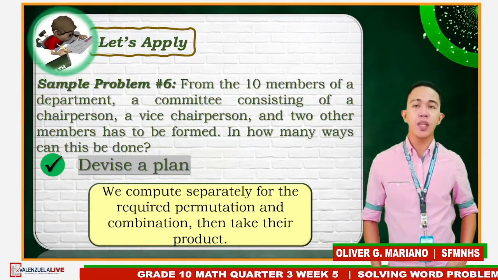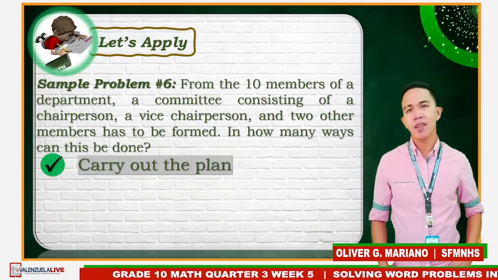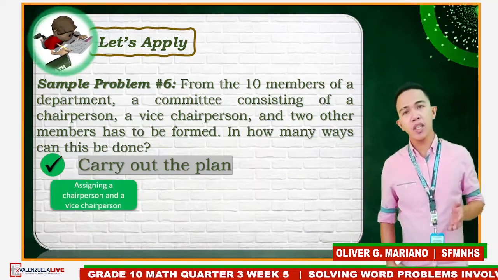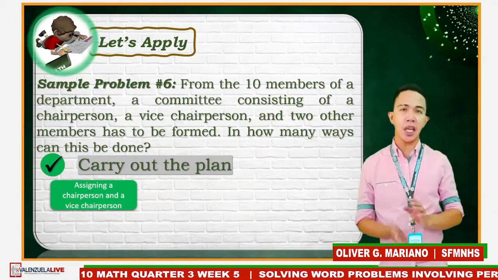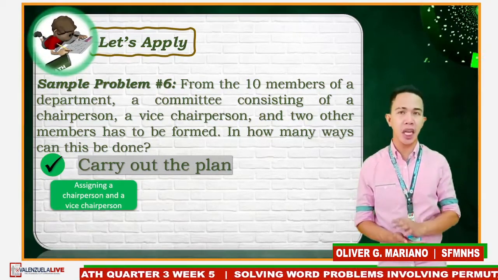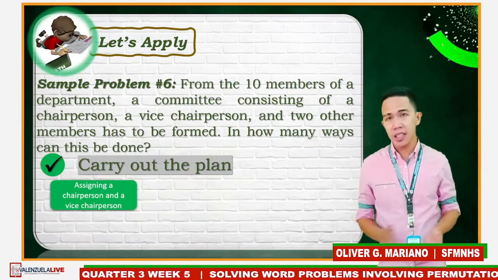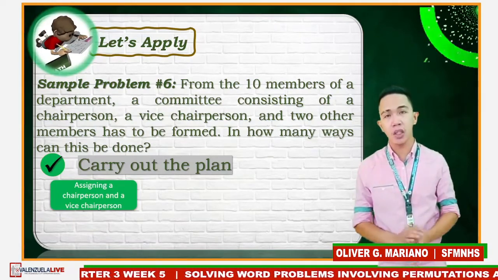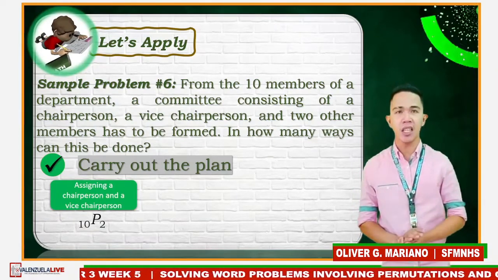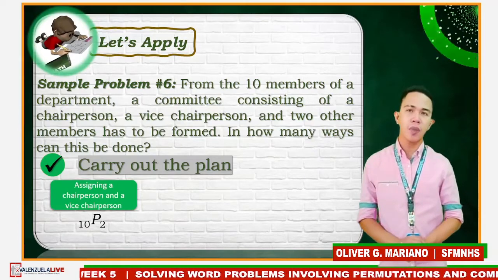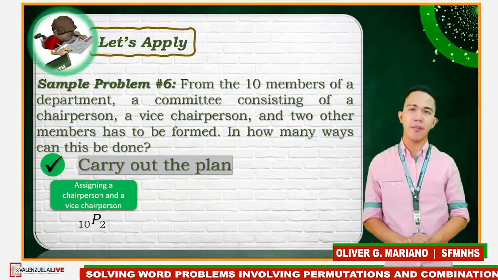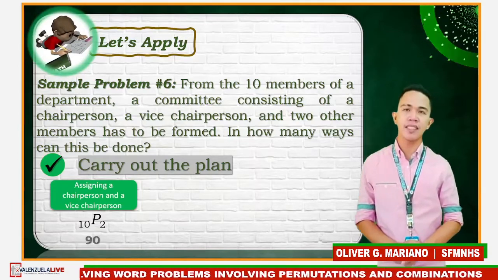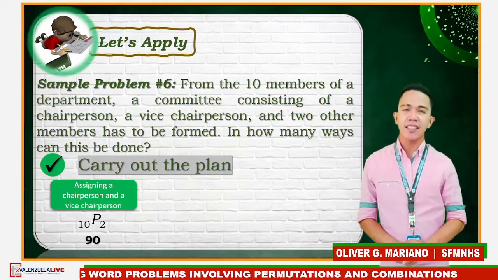Now, we carry out the plan. First, we compute for the number of ways in which we can assign a chairperson and a vice chairperson. Since there are 10 members in all and there are 2 positions to fill in, then we compute for the permutation of 10 taken 2 at a time. This is equal to 90.